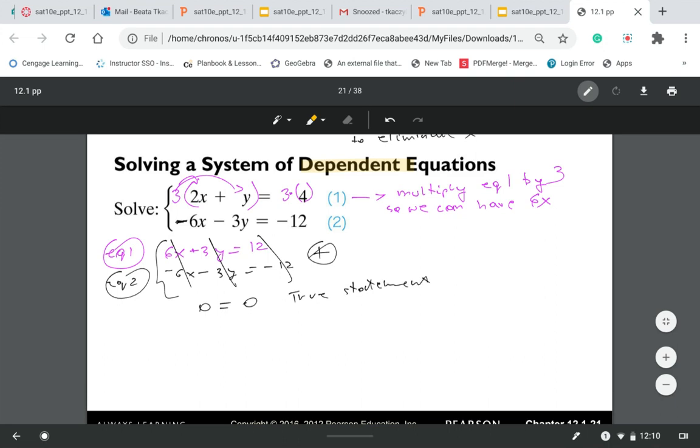When your variables cancel and you have a true statement like 0 is equal to 0, that means your system is consistent and dependent, which means we have infinitely many solutions.